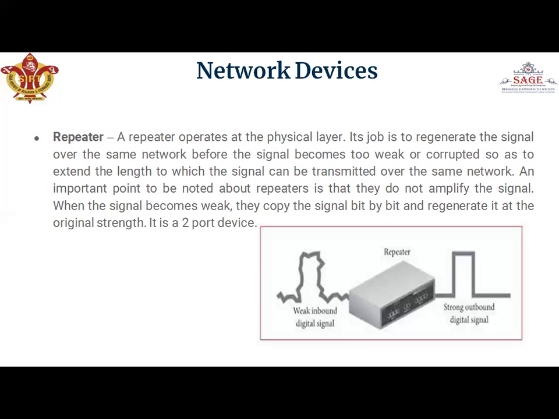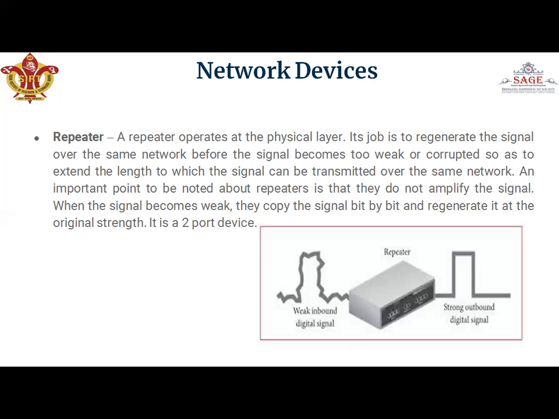An important point to be noted about the repeater is that it does not amplify the signal. This is not the working of a repeater, that it can amplify. No, what it does is, when the signal becomes weak, it copies the signal bit by bit and regenerates it at the original strength. Basically, a repeater is a two-port device, as we have already seen in the figure, that it takes one input and provides one output.